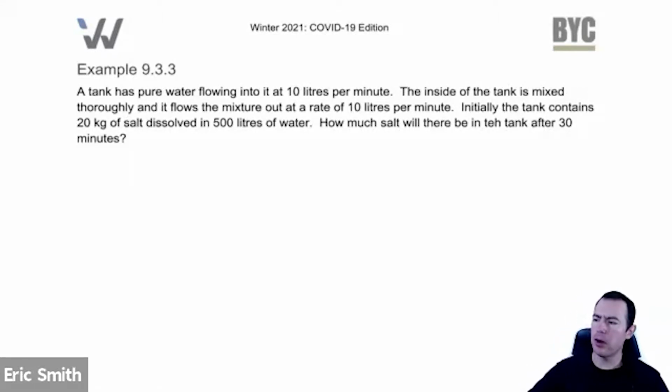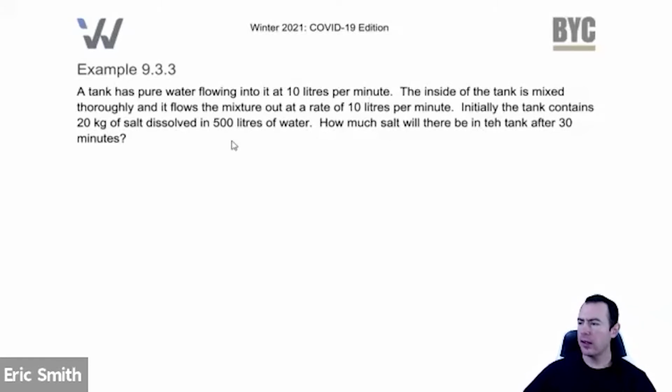So in this particular problem, it looks like we're dealing with a tank, and it's starting off with nice pure water. Pure water is flowing into it at 10 liters per minute. Now inside the tank, it's being mixed thoroughly, and you'll often see that with these problems. We need continual mixture in the tank itself. It's going to get mixed and flow out at a 10 liter per minute rate. Now, initially, the tank contains 20 kilograms of salt dissolved in 500 liters of water. We want to figure out how much salt will be in the tank after 30 minutes.